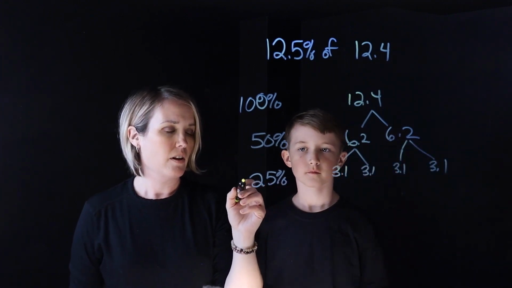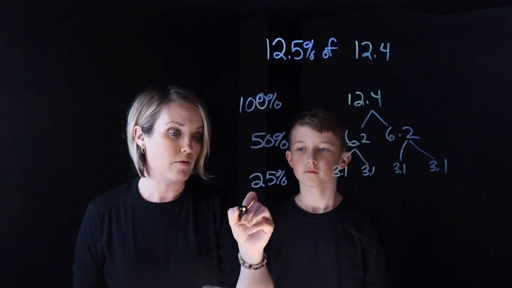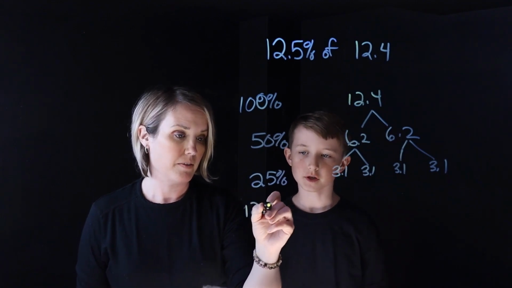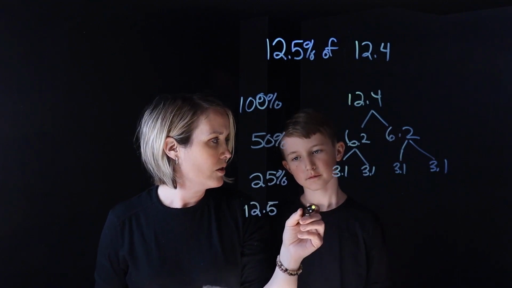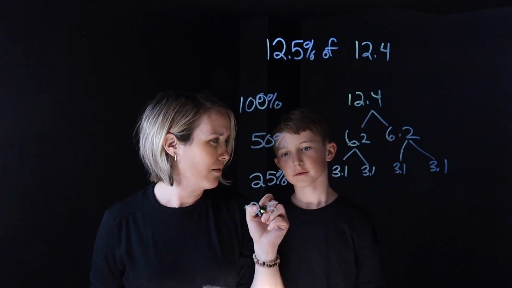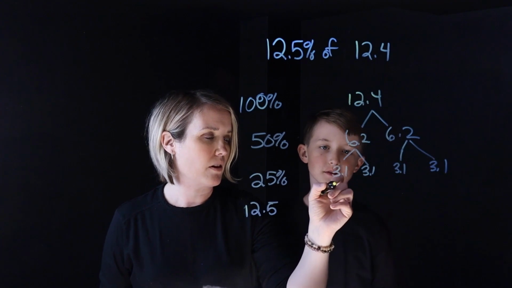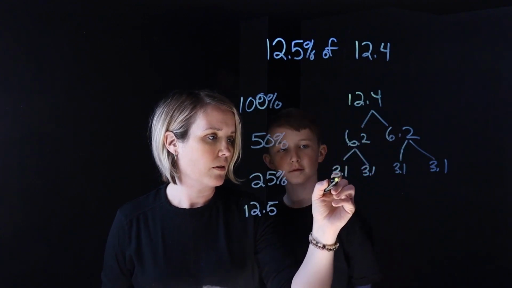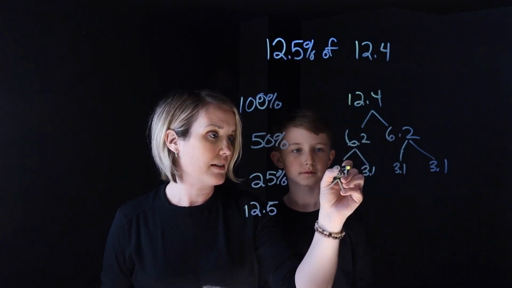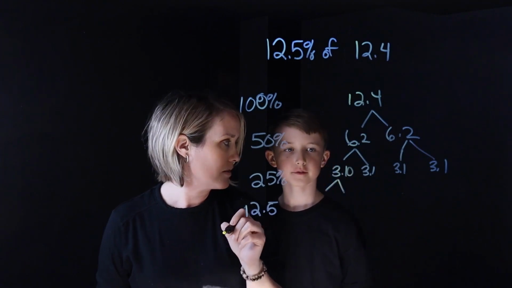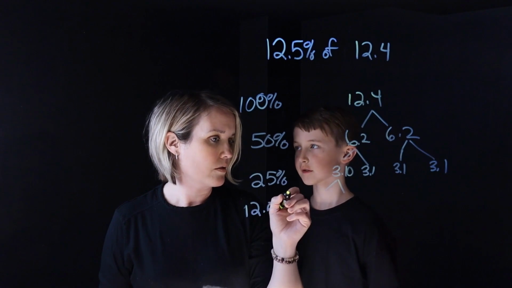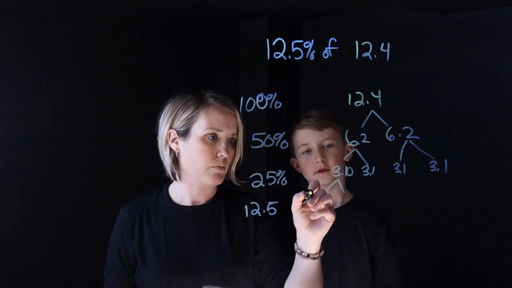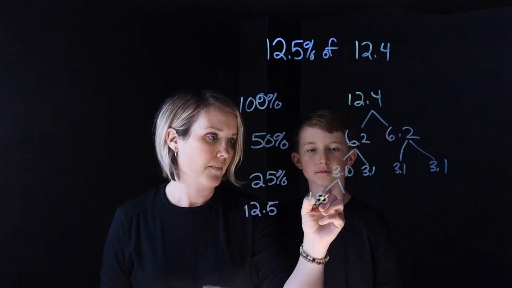Now we've got to find the 12.5%, right? So we've got to divide 3.1 by 2. So now you really want to think about it as money. What's $3 divided by 2? That would be $1.50. And then this is like 10 cents, so what's 10 cents into 2 equal groups? It would be 5 cents. So it's $1.50 plus 5 cents, which would be $1.55, right?